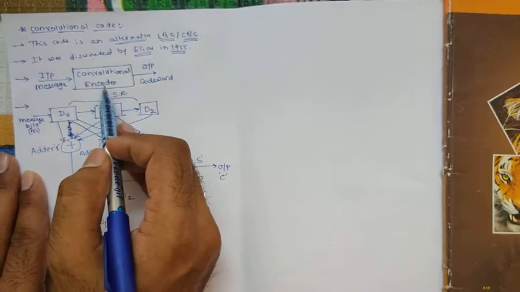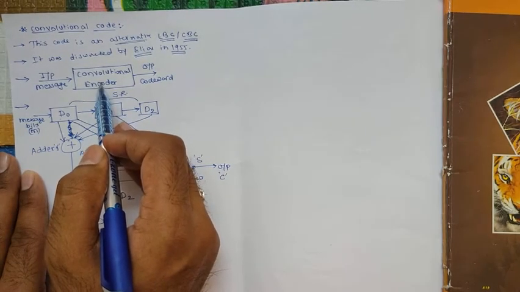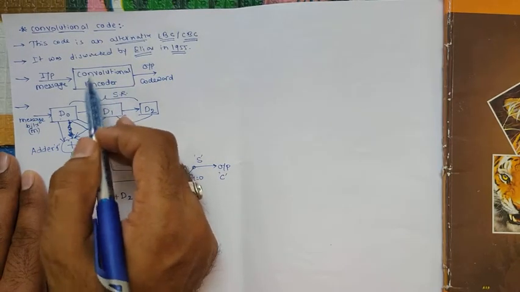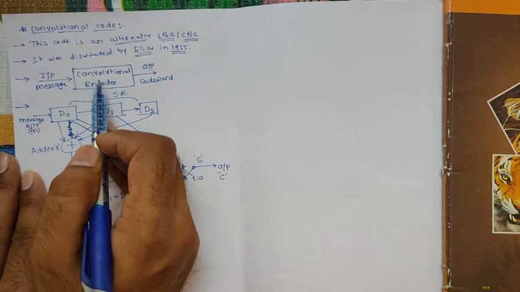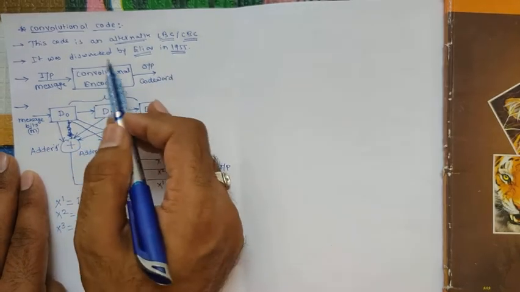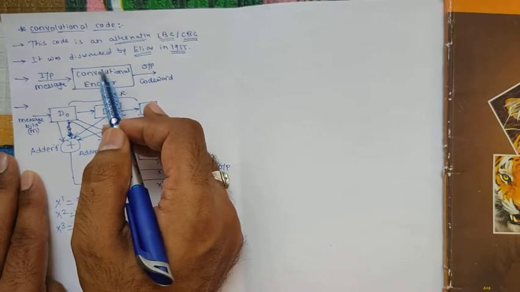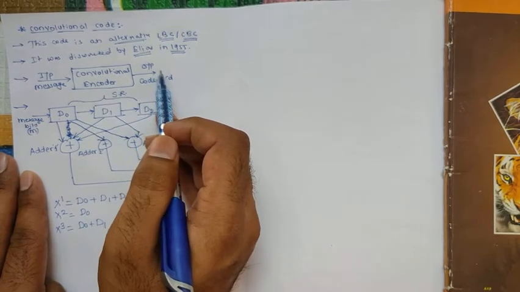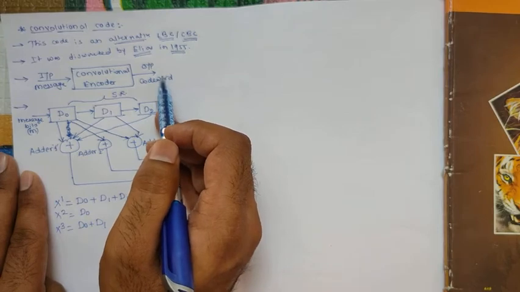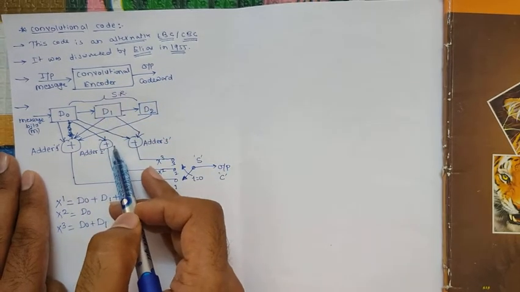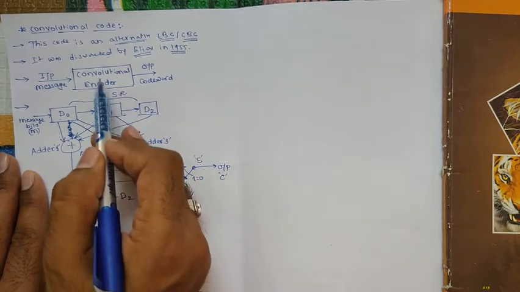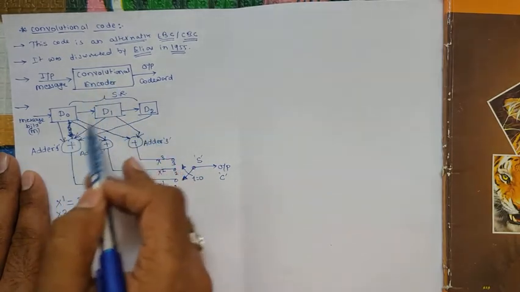If we see the block diagram of convolutional encoders, let's say this is the convolutional encoder. We're going to apply some input to this convolutional encoder, and it will add some extra bits to the original message sequence and we'll get some output code word. So how is this convolutional encoder supposed to look? This is the design of the convolutional encoder.